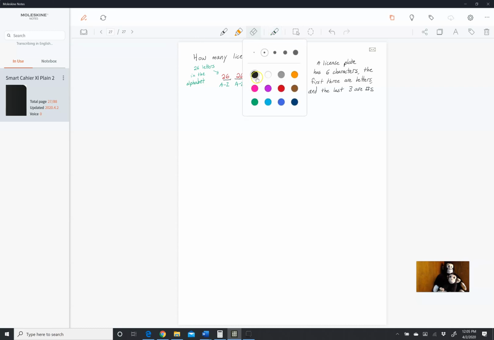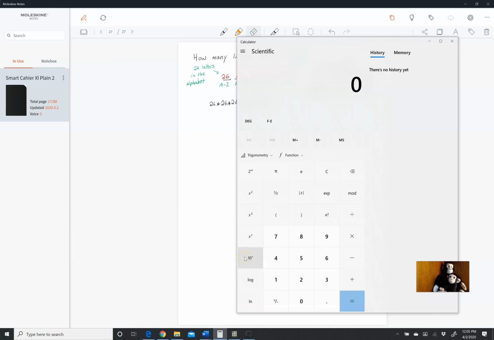And so if we want to figure out how many possible license plates there are, we would just do 26 times 26 times 26 times 10 times 10 times 10. And you can see how huge this number gets if we actually calculate it. I mean, look at how huge this number is. Now I'm just going to do 10 to the third, because 10 times 10 times 10 is 10 to the third. So we can see that there are 17,576,000 possible license plates.